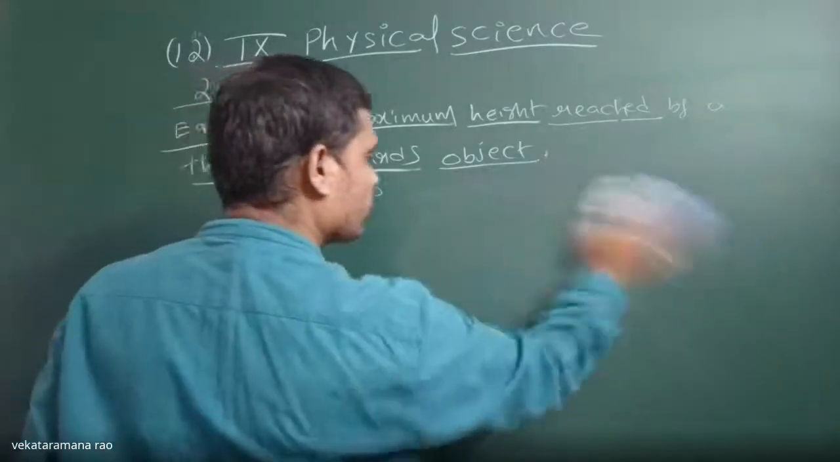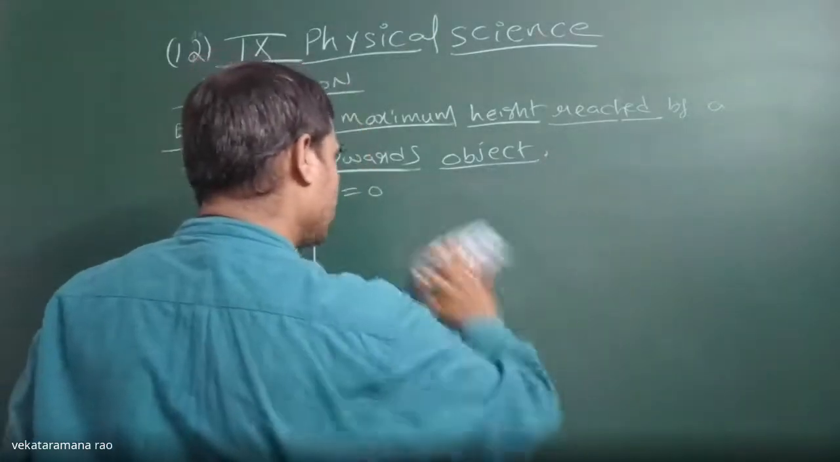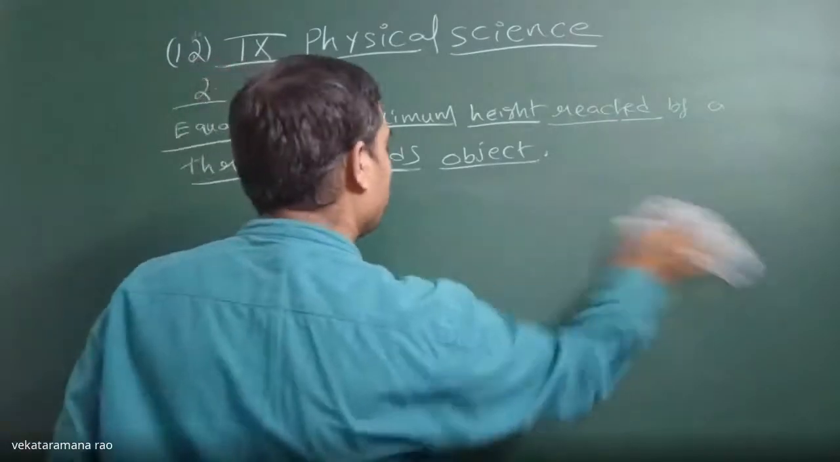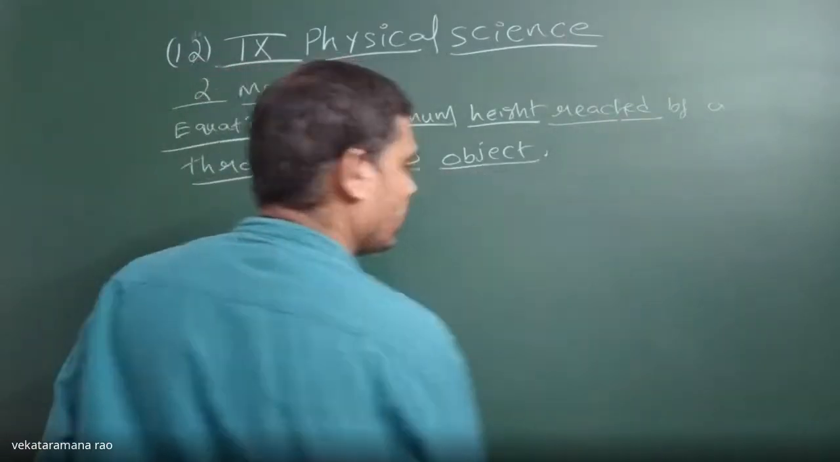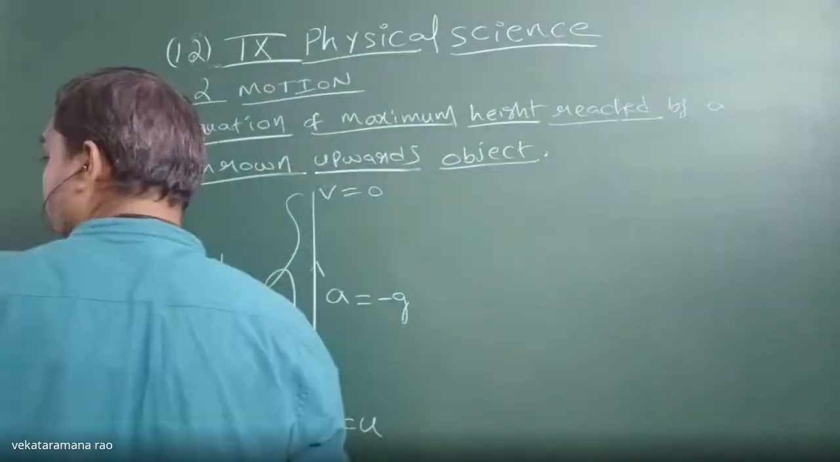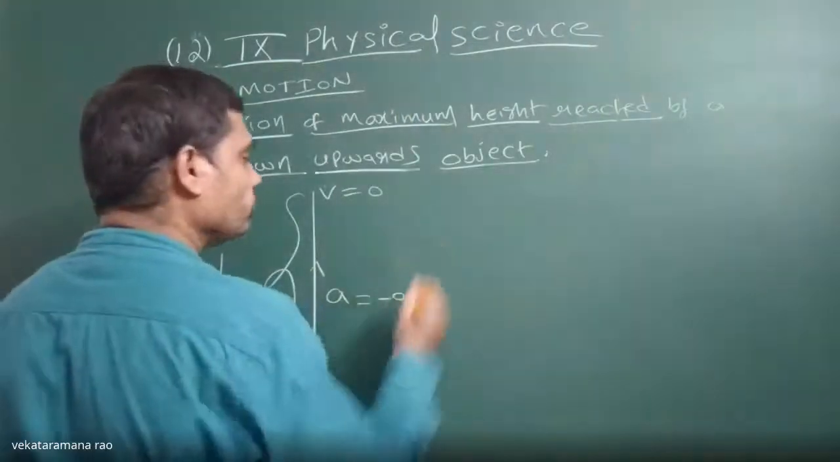u is equal to gt. And next, h is equal to ut minus half at square, which is h equal to ut minus half gt square. So what do you get now?